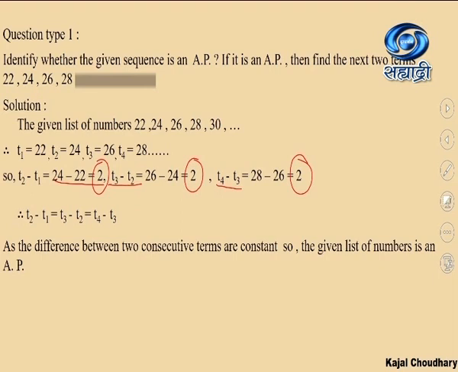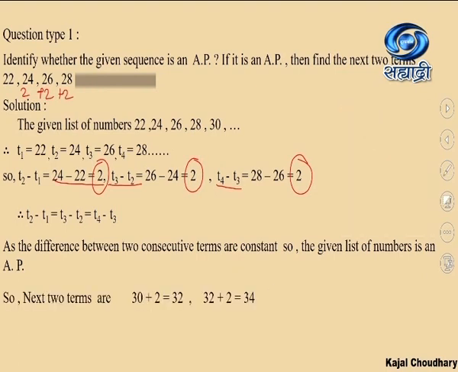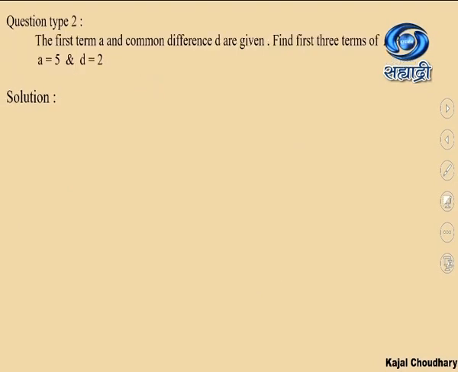Now, the question was, is it an AP? Yes, it is an AP. The next part is, if it is an AP, then we have to find the next two terms. The sequence is moving by plus 2, plus 2, plus 2. You had calculated the common difference, right? Every term is plus 2, and so on. So, to find the next two terms, the last term given to us was 30. 30 plus 2 is 32. Then 32 plus 2 is equal to 34.